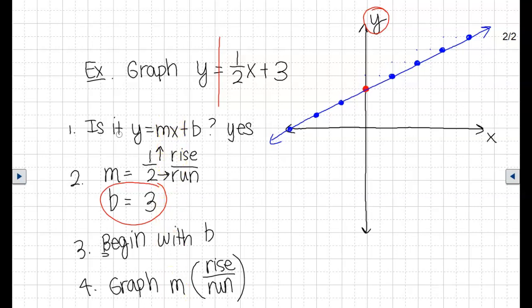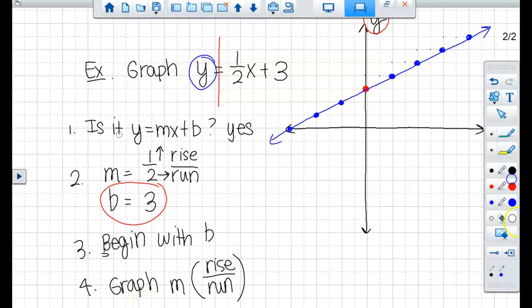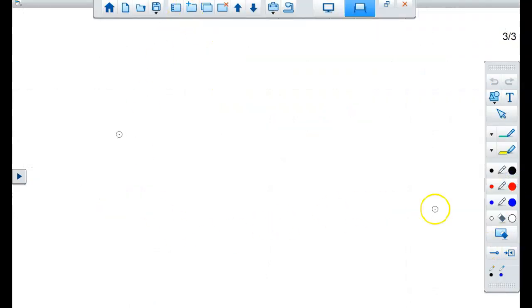So this is kind of the process we need to go through every time. Is it y equals mx plus b? Is that y all alone? And in this case, it was. We identify what the m and the b are. We begin the graph with b, and then we graph the m by rising and running. All right, so now let's try this.